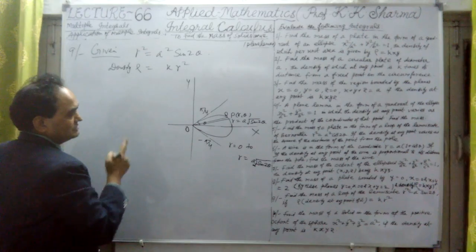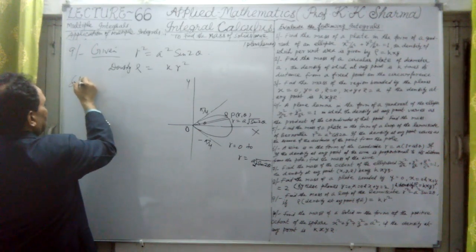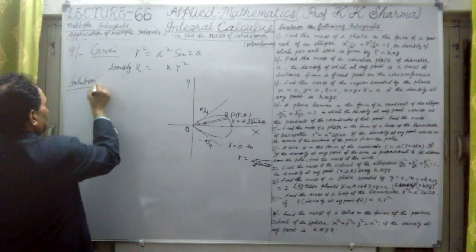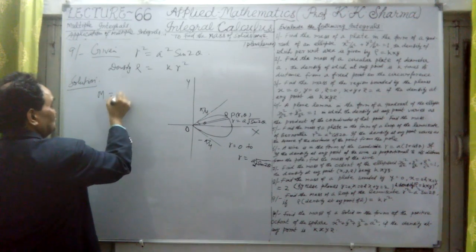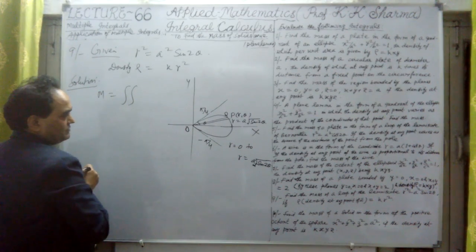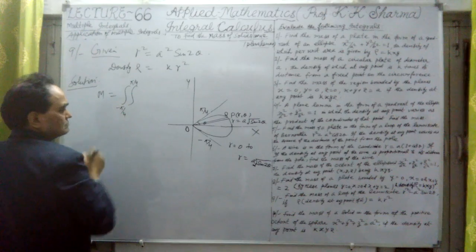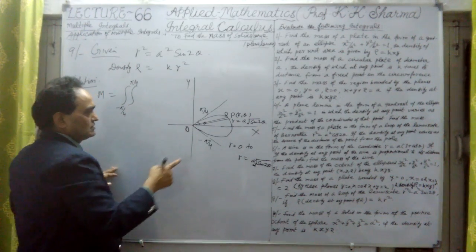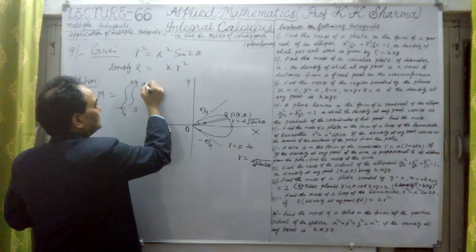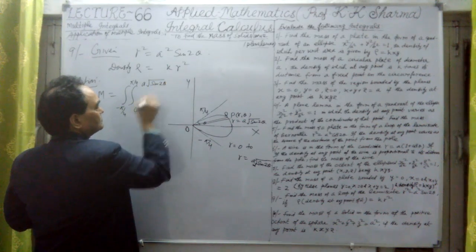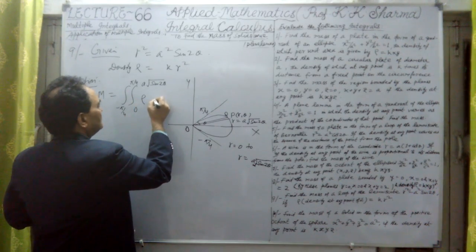Therefore, the mass in this case, again, this is a two-dimensional figure, no problem. So the lemniscate is given. Let me find the solution of this. Here the mass is equal to the double integral. First theta, from minus pi by 4 to plus pi by 4, and then the limits of r are 0 to a square root of sin 2 theta. Here it is rho, into dr d theta.